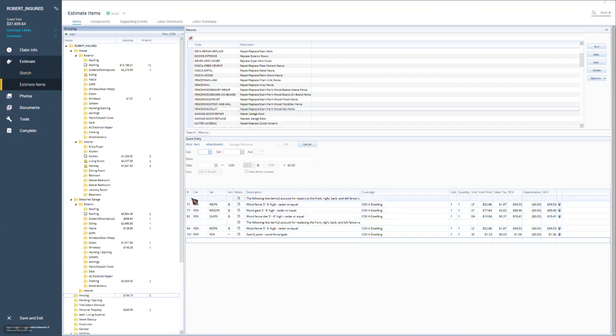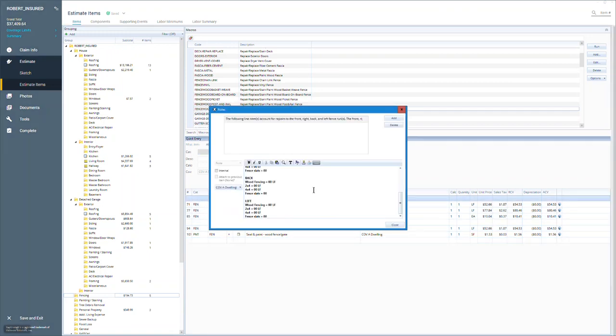So in this case, I have a little text note here that says the following line item accounts for repairs to the front, right, back, and left fence runs. The front, right, back, and left are co-owned. Therefore, line items for the runs reflect 50% of the total damage. The front, right, back, and left runs are owned by the insured.